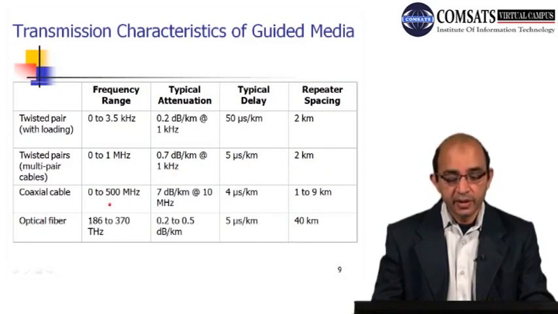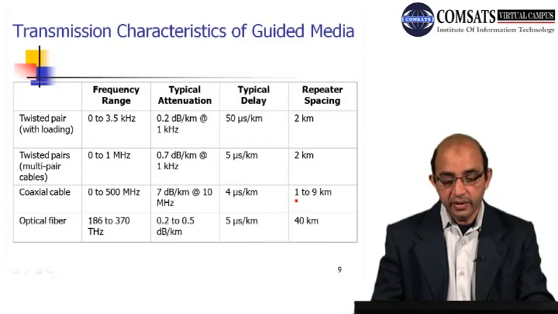For coaxial cable, the frequency range is on the higher side, 0 to 500 megahertz, and the attenuation is also on the higher side as compared to the twisted pairs. It is 7 dB per kilometer, with a delay of 4 microseconds, and you can see that we need a repeater at a longer distance.